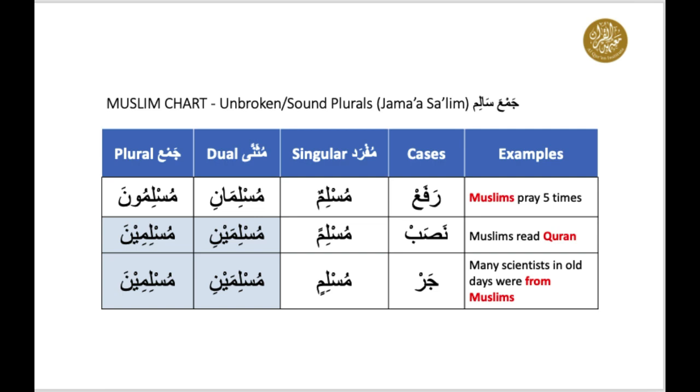One more thing you should notice, that under dual and plural, the nasab form and jar form are the same in both dual and plural. For example, Musliman has become Muslimaini for mansub, and Muslimin also has become Muslimaini for jar. Musliman has become Muslimina for mansub status, and Muslimin has also become Muslimina for majroor or jar status.